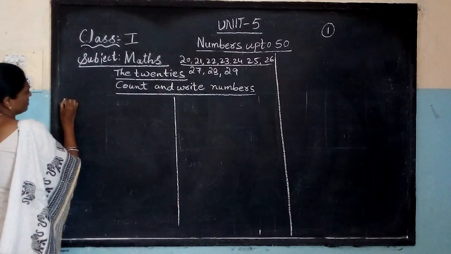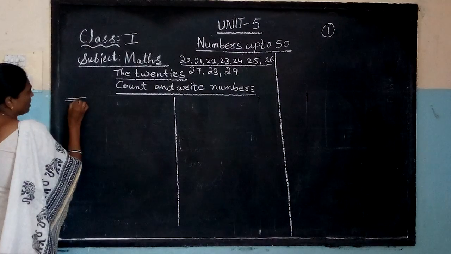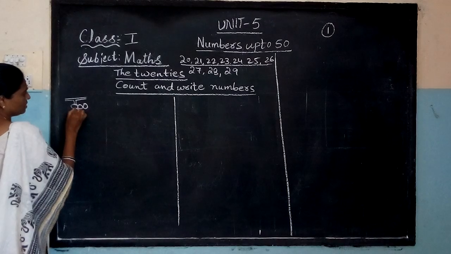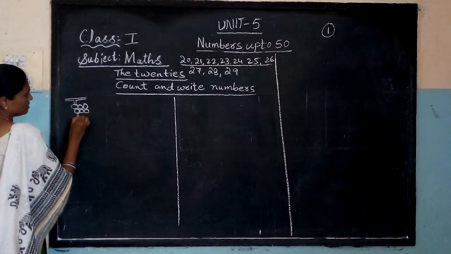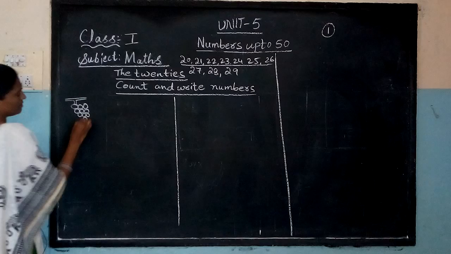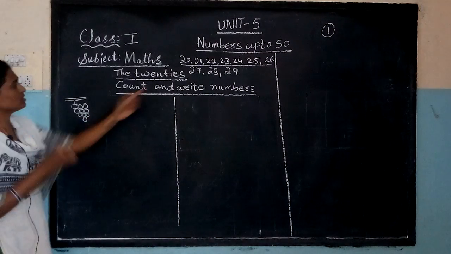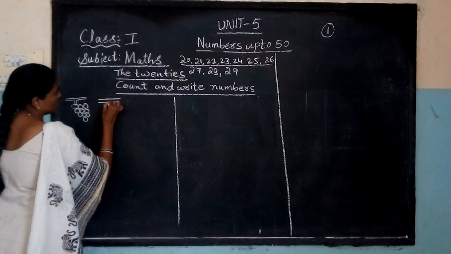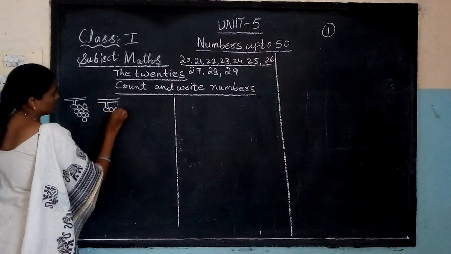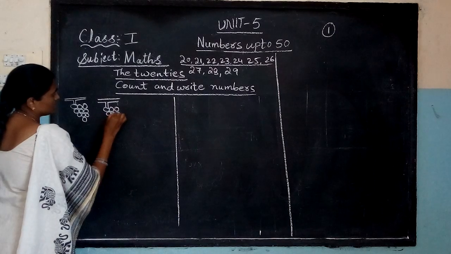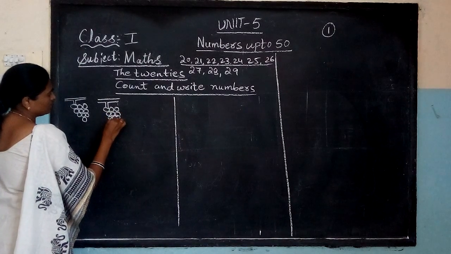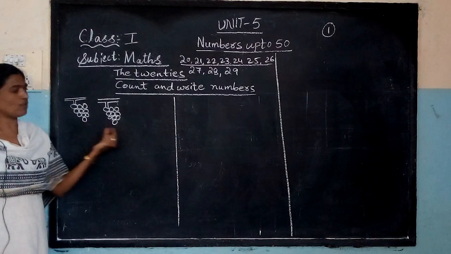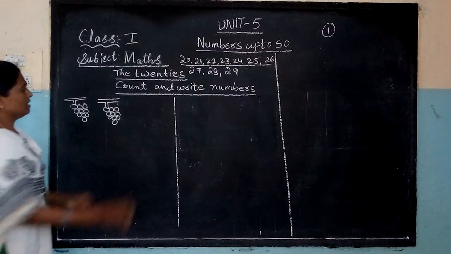Here you see one. Here I am taking one bunch of 1, 2, 3, 4, 5, 6, 7, 8, 9, 10. One bunch completed. First we are taking the number 20. Again one more bunch, 1, 2, 3, 4, 5, 6, 7, 8, 9, 10. In one bunch 10 is there, in one more bunch 10 is there. What became? 10 plus 10, 20.